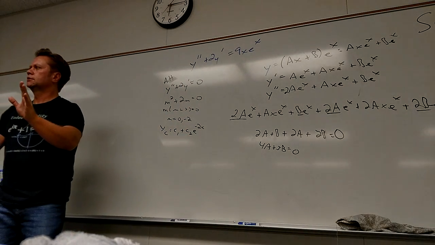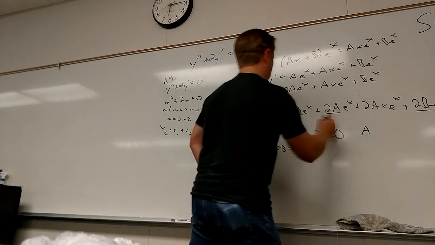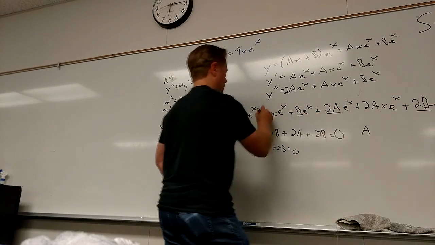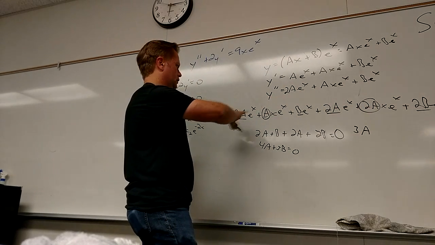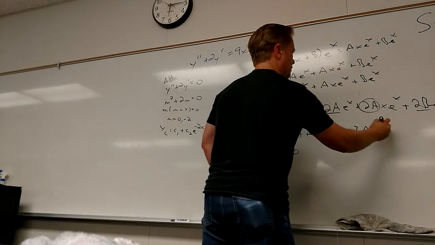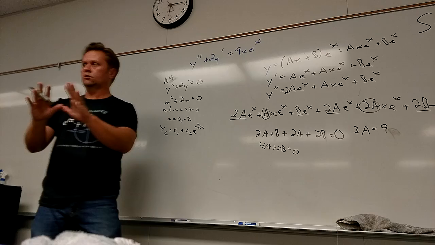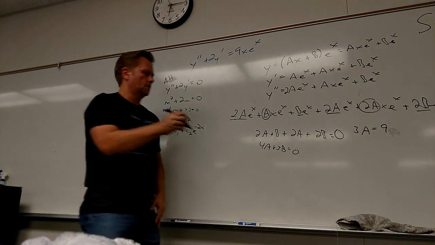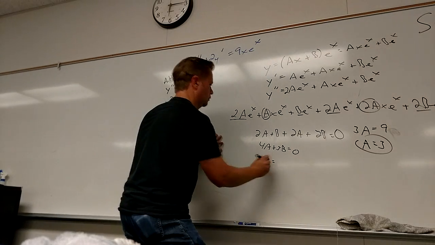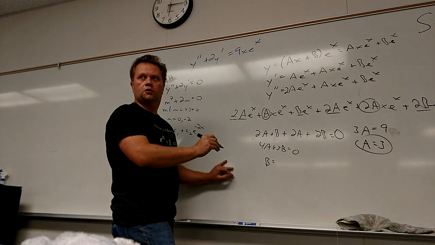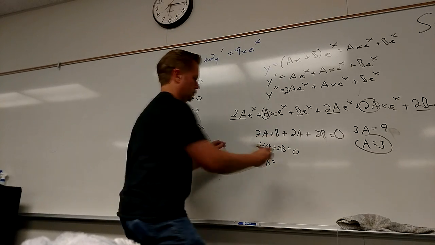And now all my x e to the x stuff. So A plus 2A, 3A. I think that's it, right? That's all my x e to the x stuff. So 3A has to be 9. Just the coefficients. So A is 3. So B is 4 times 3 plus 3 times B equals 0, so B is -4. All right?